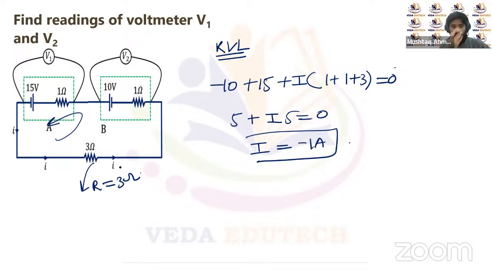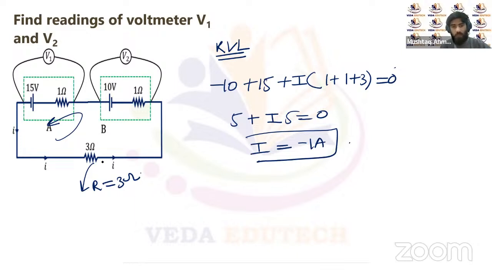Let's recheck whether we applied KVL correctly or not, right? We have chosen this to be the direction of the current, right? And this is the 3 ohm, right? It will be equal to 3I, plus 3I, and here plus 2I, that will be 5I, right? And this is the minus 10, right? And plus 15, right? That's correct.